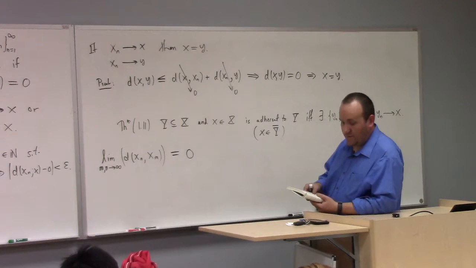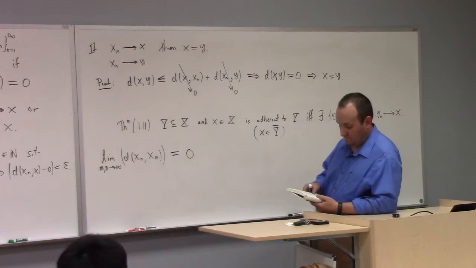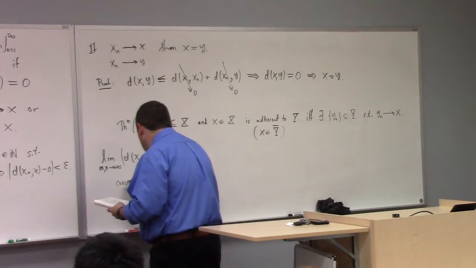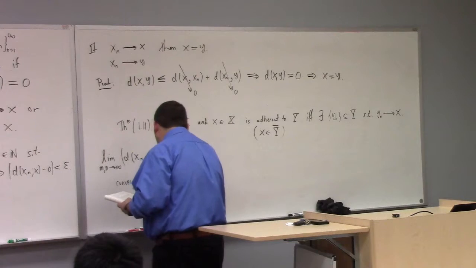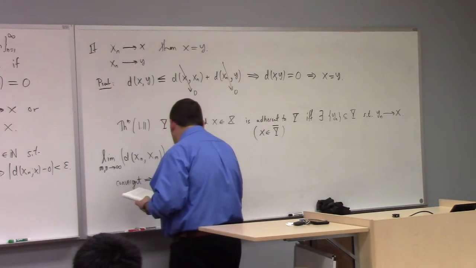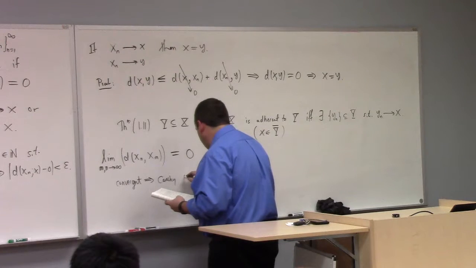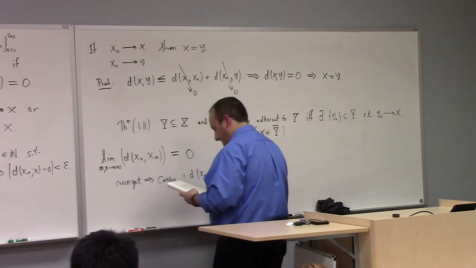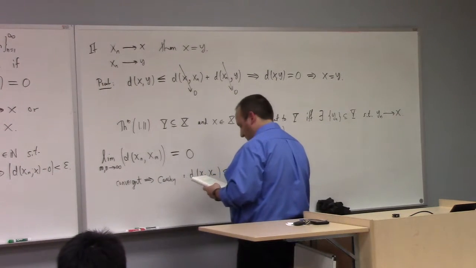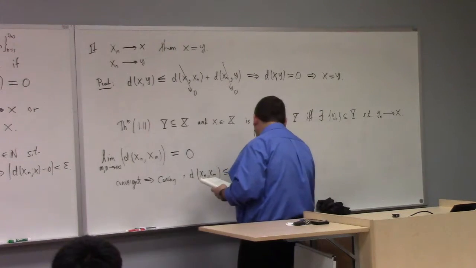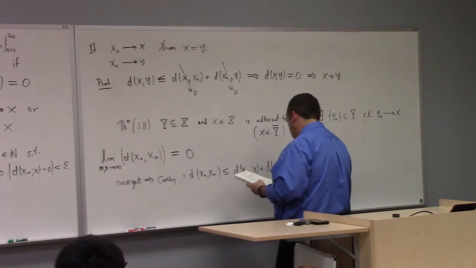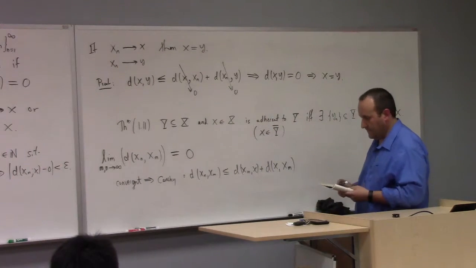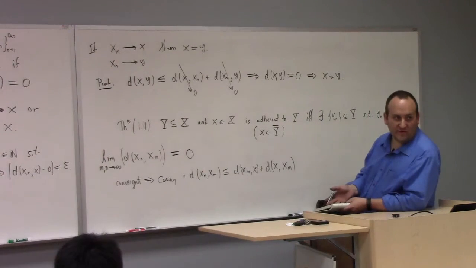Lemma 2.1: a convergent sequence is a Cauchy sequence. So convergent implies Cauchy. The proof is simple enough that I will write it here. The distance from xn to xm is less than or equal to the distance from xn to x plus the distance from x to xm, right? And if we're assuming it's convergent, yes, sir?